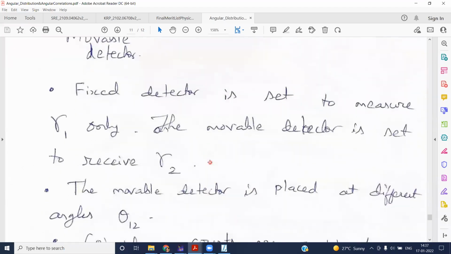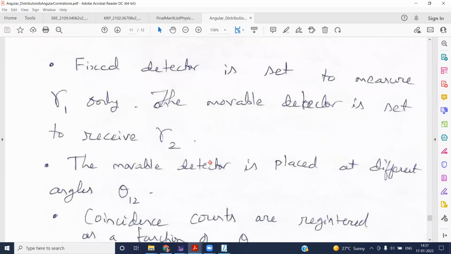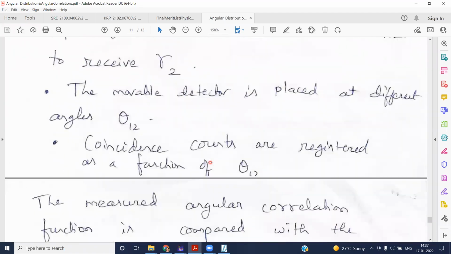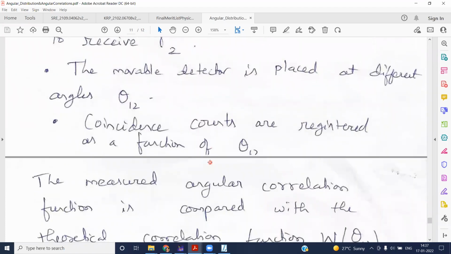Having said that, the fixed detector is set to measure gamma 1 only, which means I have the photopeak energy fixed. I only detect gamma 1. Photopeak energy can be fixed by fixing the LLD and ULD in your gamma ray detector. Only the movable detector is set to receive gamma 2 only, that is, its energy is tuned to the gamma 2 value. The movable detector is placed at different angles theta 1, 2. Coincidence counts are registered as a function of theta 1, 2.